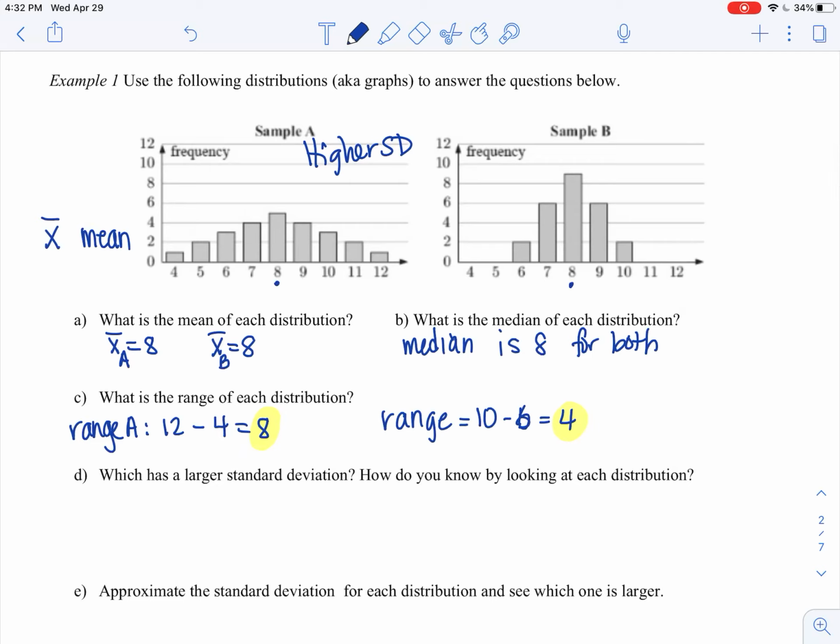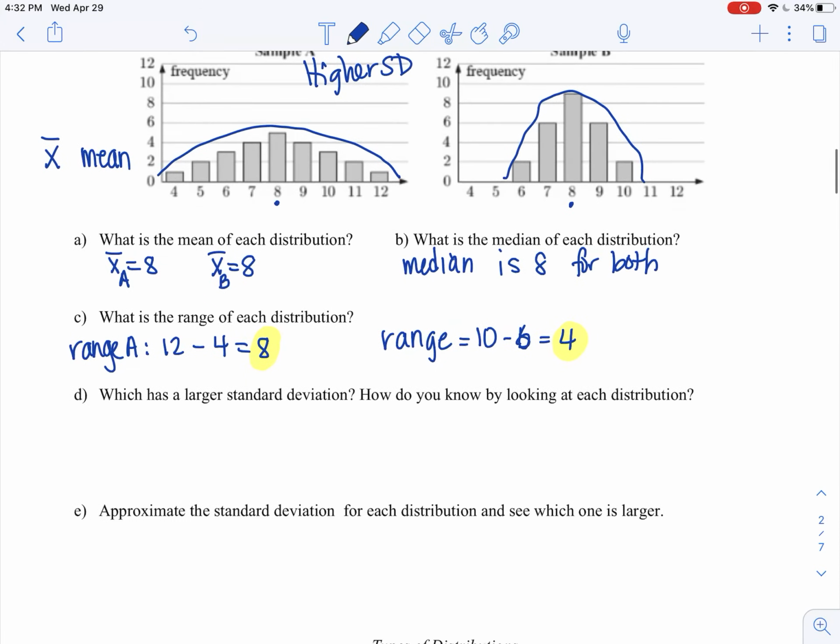Which one has a larger standard deviation, and how do you know by looking at each distribution? As I said before, the one on the left is more spread out. That's why that has a higher standard deviation. The one on the right is less spread out. That's why it's going to have a lower standard deviation.